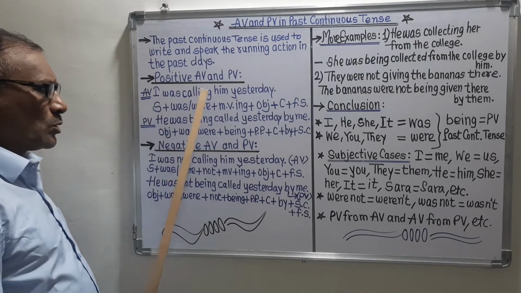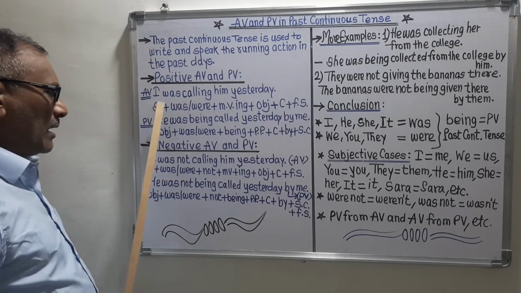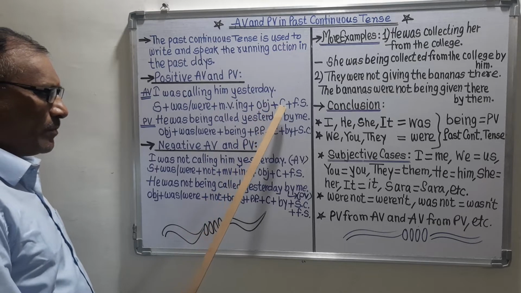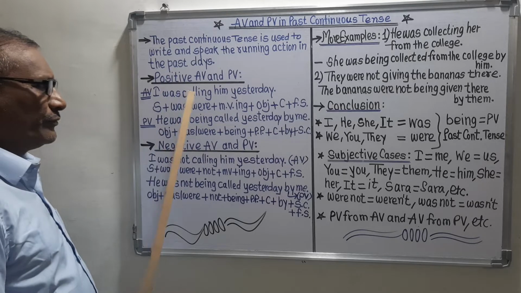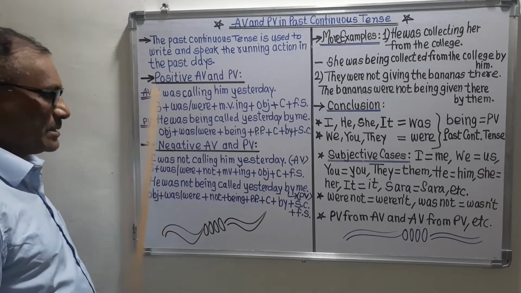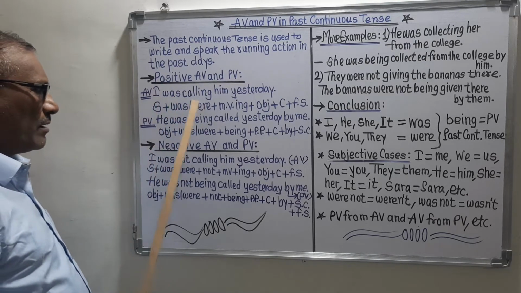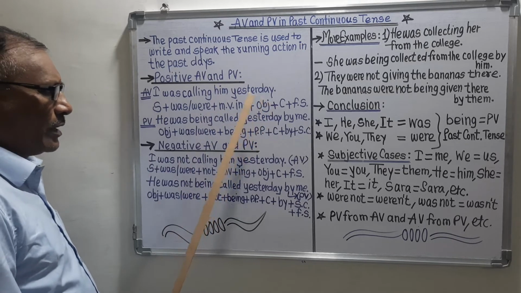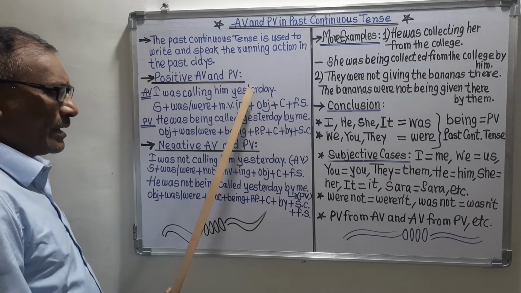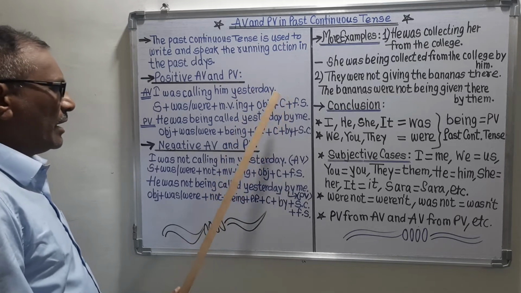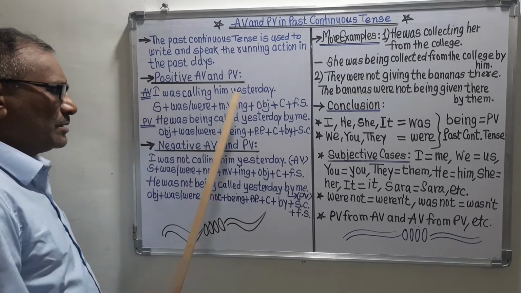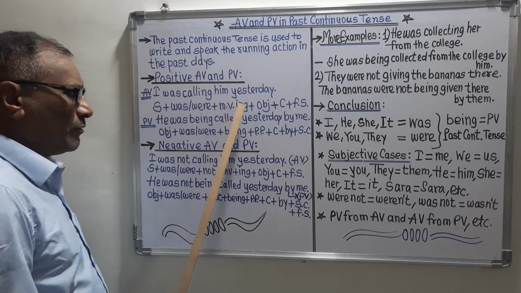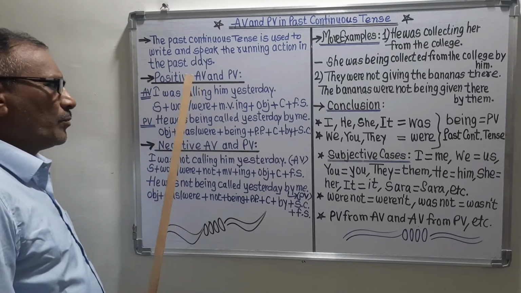Now, positive active voice and passive voice. Active voice is: I was calling him yesterday. Here, the structure is subject plus was or were plus MV plus ing plus object plus complement plus full stop. See, the subject is I, was is the helping verb, and MV plus ing means calling. The object is him, and the complement, that is extra words, is yesterday here, and then there is the full stop. This is the structure and this is the sentence. If you study this structure, you can make your active voice in the positive sense.